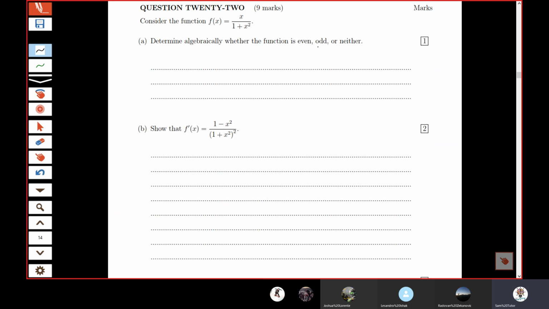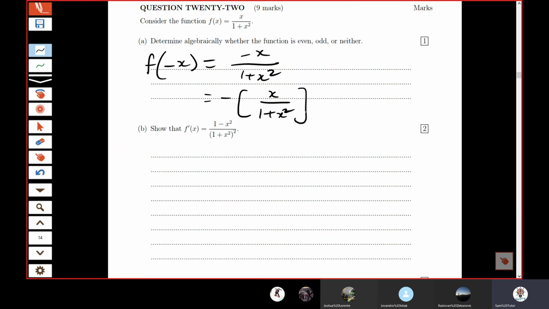Determine algebraically whether the function is even, odd, or neither. How do we start these? f of negative x. Straight away, it's obviously not even. Factorize your negative out. You only take it out from the top or the bottom, never the top and the bottom. There it is. That is the original. Did you guys get it? Odd.